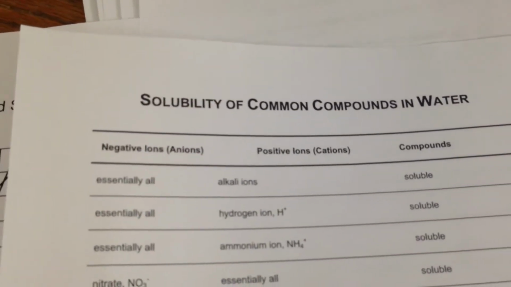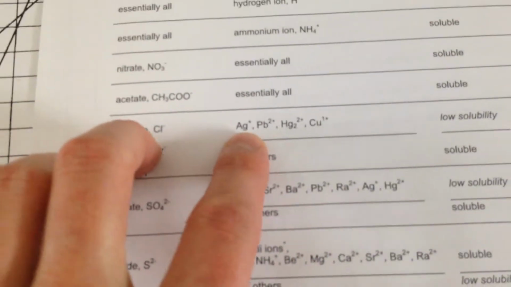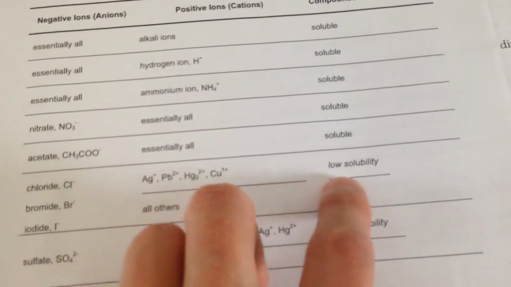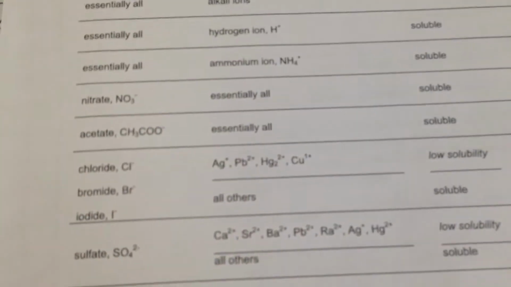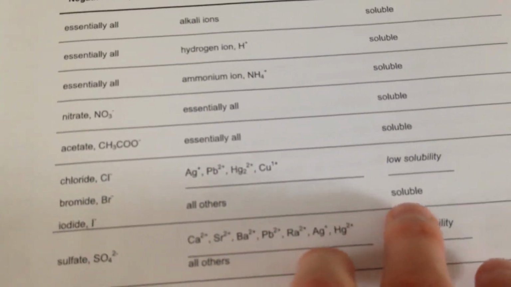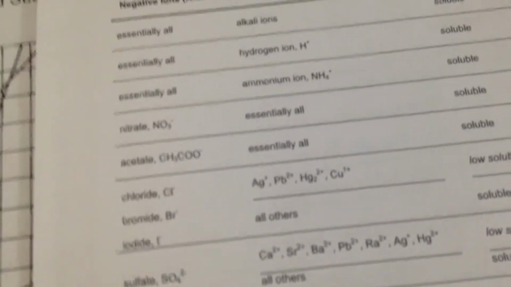Okay? And then the last part here was the solubility tables. The solubility tables we actually used in Chem 20. And it has all the lists of different ions. Like you'll have chlorides. And if you compare it to silver, lead, mercury, or copper, it'll have low solubility, meaning a precipitate will form. But if chloride bonds with anything else, all others, it's going to be soluble, so no precipitate will form. We went through this before, and so you have to remember how to use this chart.